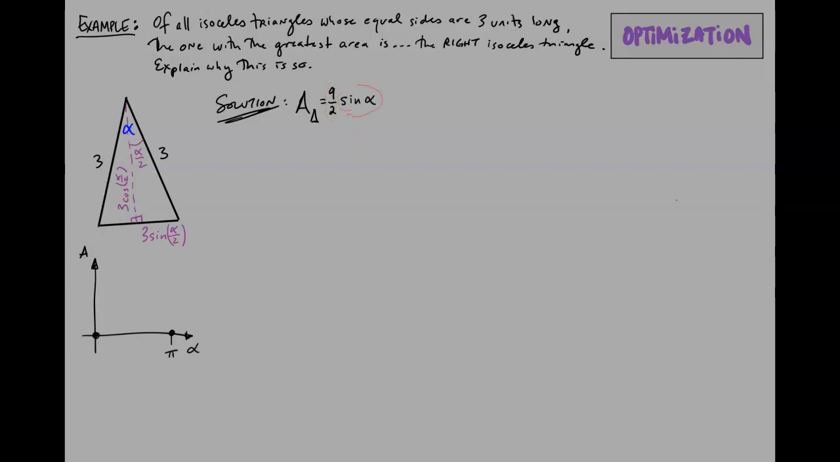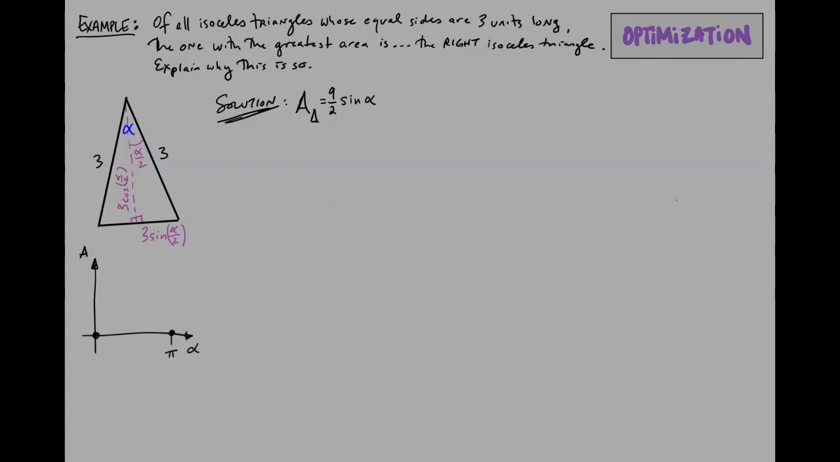Well, what is the largest that sine of alpha can ever be? Of course, the largest it can ever be is 1. That's the maximum value of the sine function. And when does that happen? What does alpha have to be for sine of alpha to be equal to 1? Well, this is obvious. Just think about the unit circle. Sine, the second coordinate, is 1 when the angle is pi over 2, when we have a right angle.